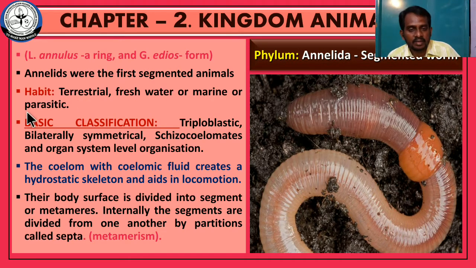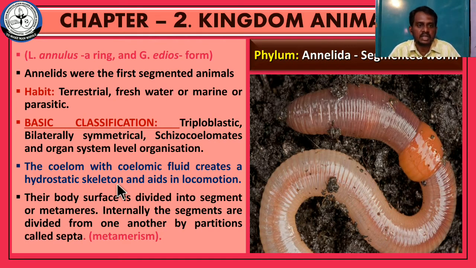Okay. And what is the basic classification? It is a triploblastic animal, bilaterally symmetrical, schizocoelomate, that means eucoelomate animal, with an organ system level of organization. This is a common character for the animals that come after the Aschelminthes. Here the coelom with coelomic fluid creates a hydrostatic skeleton, and this hydrostatic skeleton helps in locomotion.